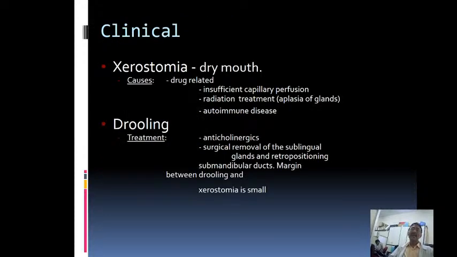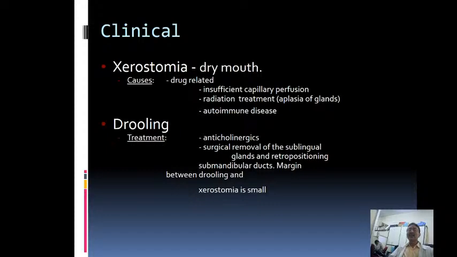Now let us discuss first of all xerostomia. Xerostomia means a dry mouth. One of the commonest causes of this dryness would be drug related. Some of the drugs are known to cause dryness in the oral cavity. The patient complains of dryness of the mouth and difficulty in swallowing because of the dryness in the oral cavity.